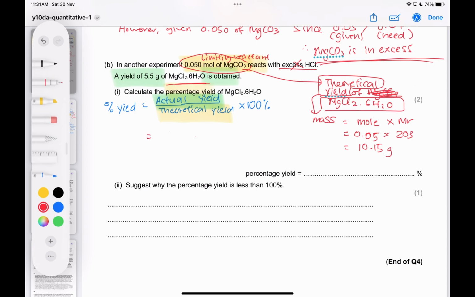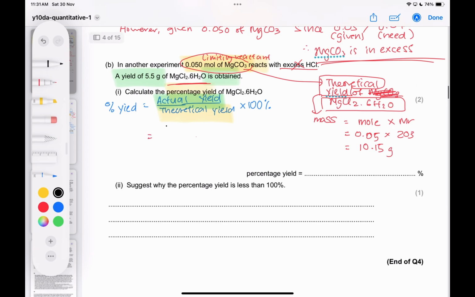If you sub it into this equation, your actual is 5.5, your theoretical is 10.5, over, times 100%. One way to always check that you're on the right track is that your actual can never be more than the theoretical. Theoretical basically means if 100% of the reactant reacts, you will actually get 100% of the product. But in reality, it's quite impossible. And therefore, you see, there's actually part 3 to this question.